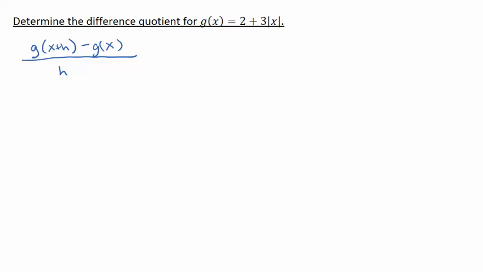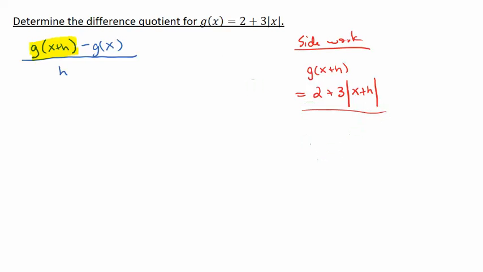And so again, I need to know g of x plus h, and it's not given here anywhere, so I go off and do some side work. I like to do this as side work to keep this part over here as clean as possible. So g of x plus h equals, I go to my g formula and I plug x plus h in for the x. So I get 2 plus 3 times the absolute value of x plus h. And I can't simplify that at all, so that's it. So that's my g of x plus h. That's the yellow guy over here.